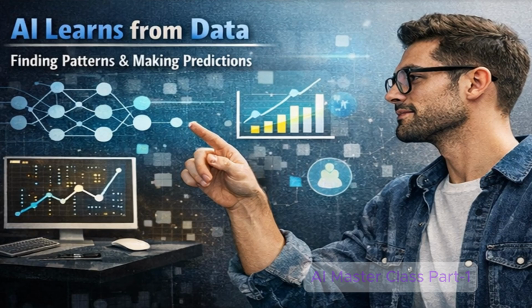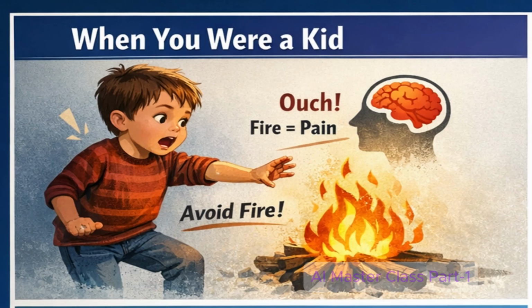Let me simplify this even more. When you were a kid, you learned by seeing examples. Suppose you touched fire once, it burned your hand, so your brain learned the pattern that fire is equal to pain. Next time you see a fire, you avoided touching it. Now, artificial intelligence works in a similar way.